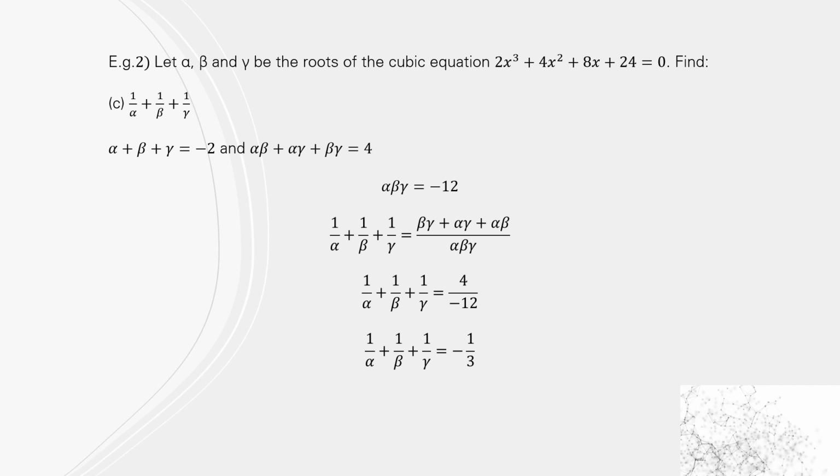And finally, 1 on alpha plus 1 on beta plus 1 on gamma. So when you do that, collect like terms, get a common denominator, alpha beta gamma. On top, the first one doesn't have beta gamma, the second one doesn't have alpha gamma, and the final one doesn't have alpha beta. So on the top, you get the sum of the roots 2 at a time, which was 4. And on the bottom, you get the product of the roots, which is minus d on a, which is minus 12 in this case. So you get minus a third when you work that out.